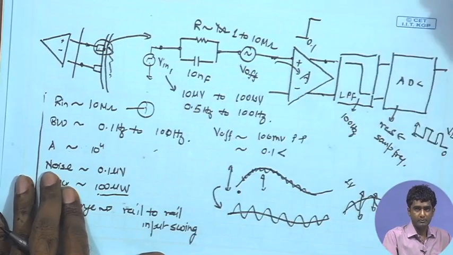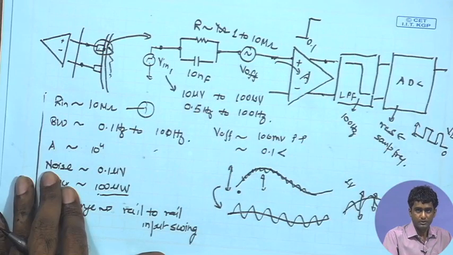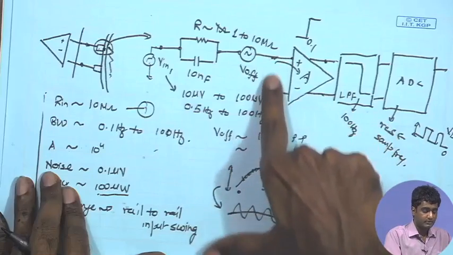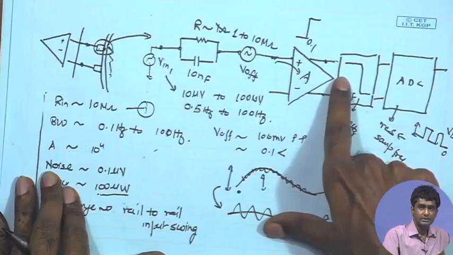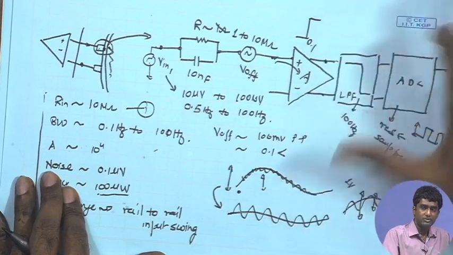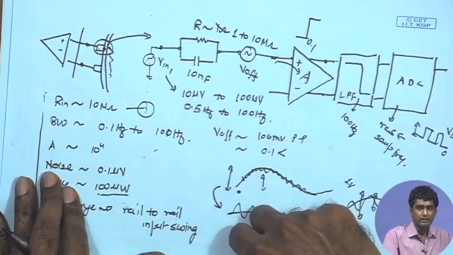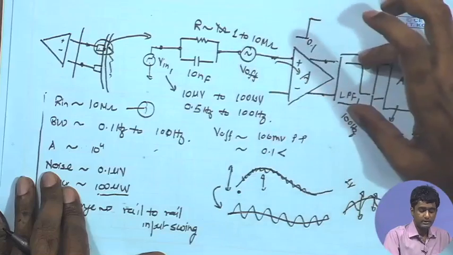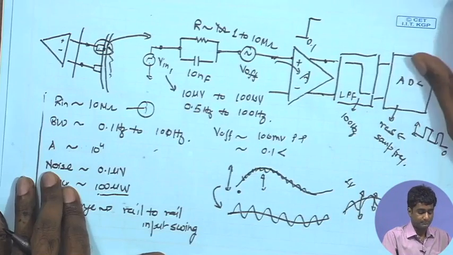So, we will see that there are topologies, of course, which are having differential to single ended amplifiers being used. And in that case, although the amplifier is rejecting any common mode noise at the input, after that it is giving out a single ended signal, and therefore within the chip you can have common mode noise which can influence that signal. To avoid that, I would rather go for a fully differential operation, so that the front end amplifier and filters up to the ADC are all fully differential.